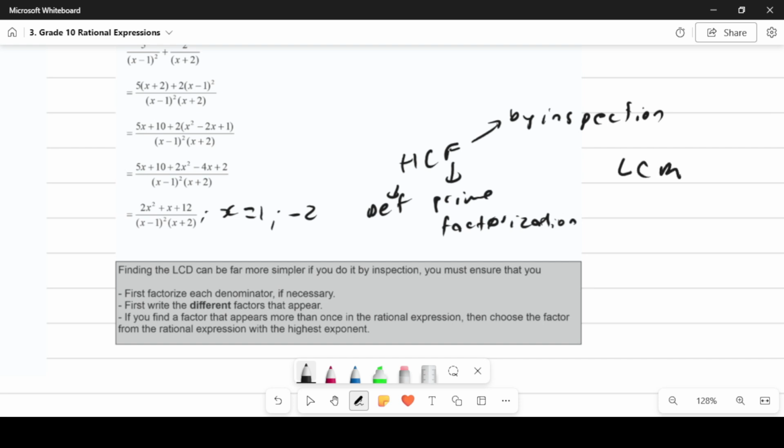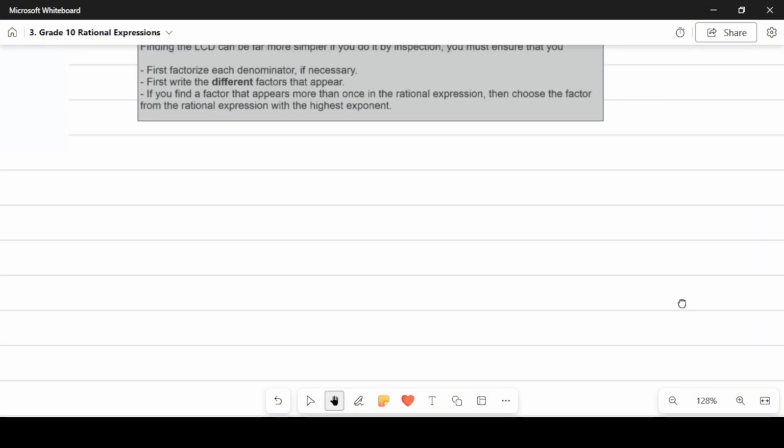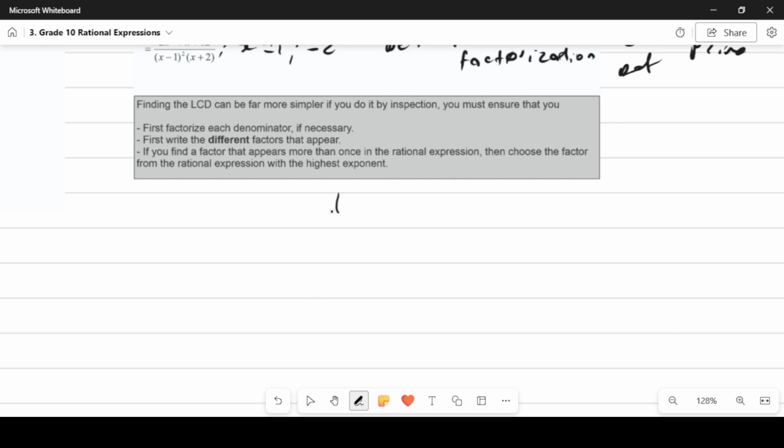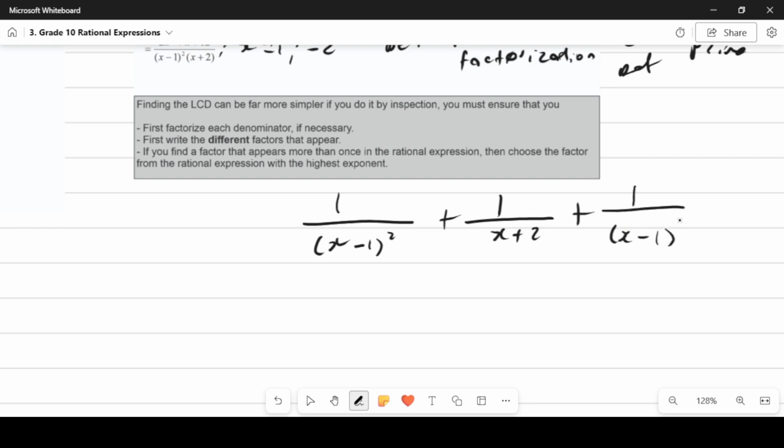For LCM, I already did the definitions approach, already did the prime factorization approach. Now let's do the by inspection approach. Right, by inspection. So how would you do that? Let's take an example here. Let's say you have 1 over (x minus 1) all squared plus 1 over (x plus 2) plus 1 over (x minus 1) all to the power 4. How would you do this?